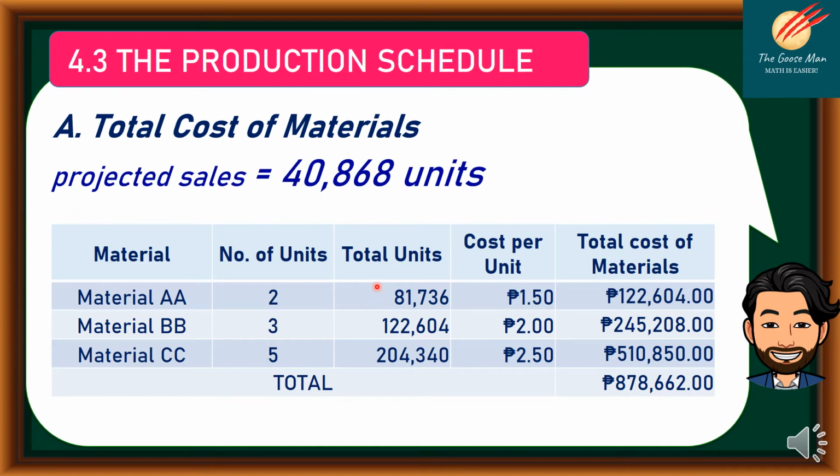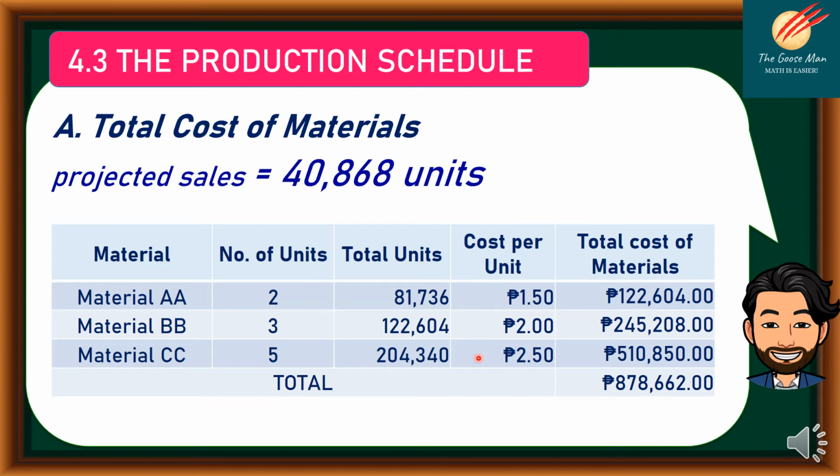So again, to determine the total number of units, what we're going to do is 40,868 times 2, we come up with 81,736. As well as 40,868 times 3, we have 122,604. Then we have finally 5 times 40,868. So we have 204,340. Now, say for instance the cost per unit.